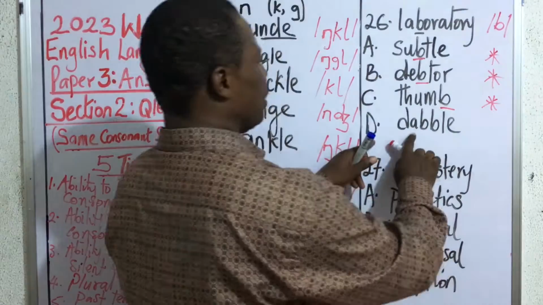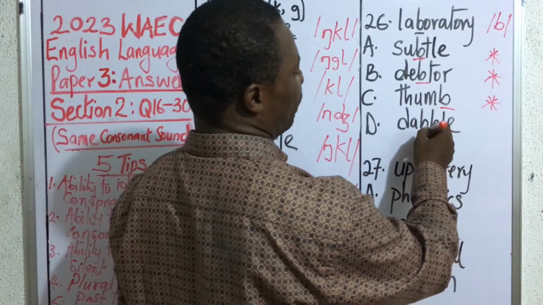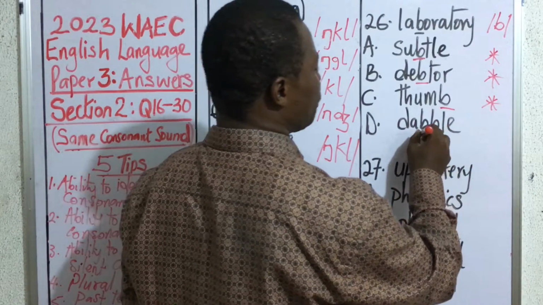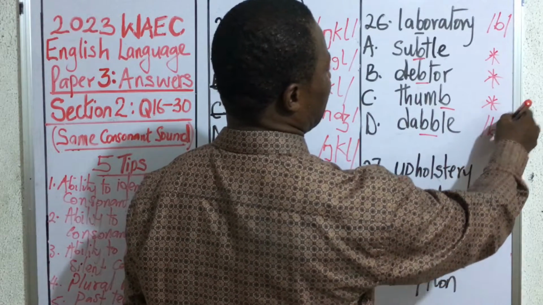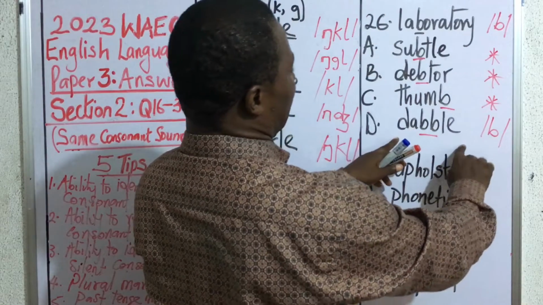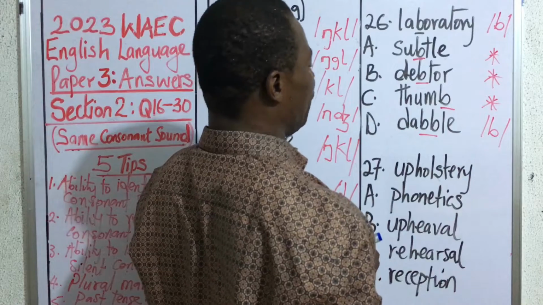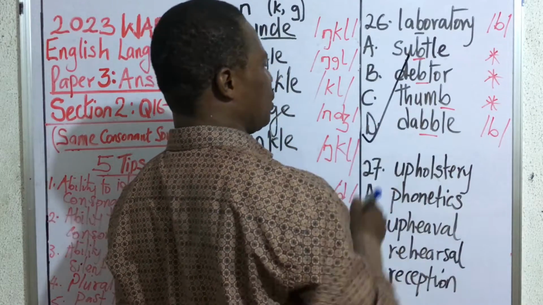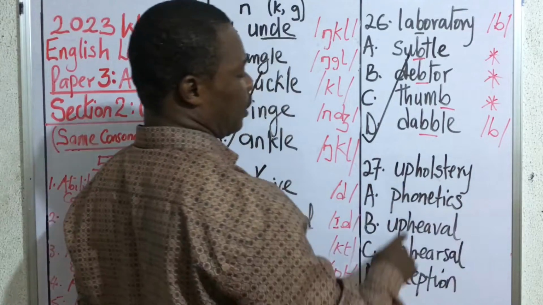What about D? Double. Option D, double. Here you have B, B. Alright, so these two letters will give you one single realization as B. So double. At the end of the day, you discover that the option that has the consonant B here is option D. Then you come to question 27.